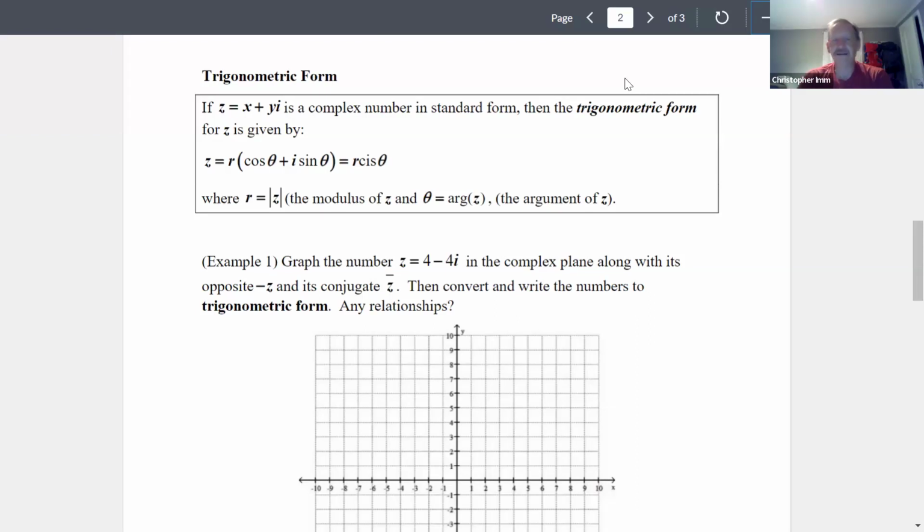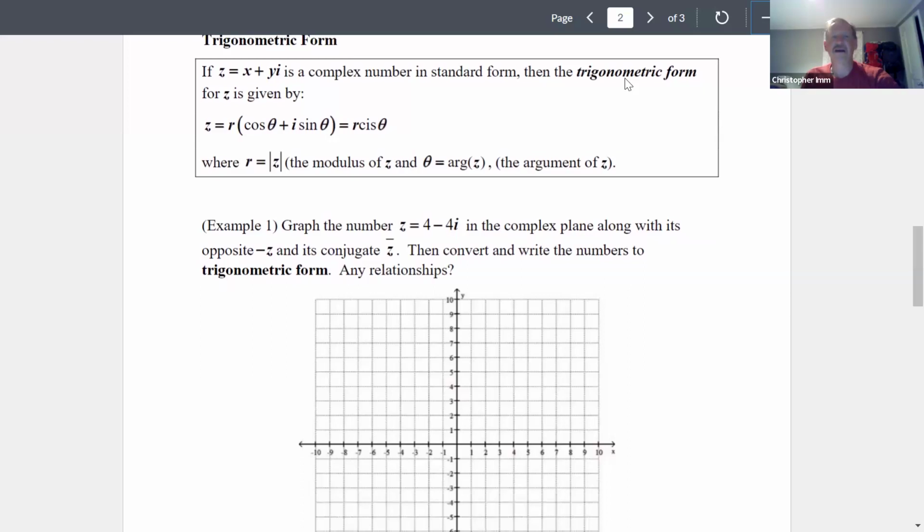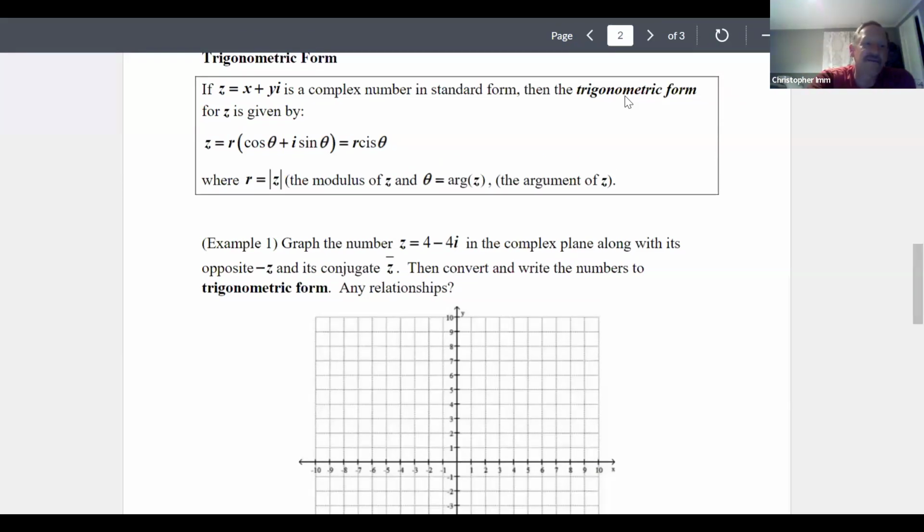Let's look at an example here as to how we would do this. It says, graph the number 4 minus 4i in the complex plane along with its opposite and conjugate, then convert and write the numbers in trig form. Any relationships? Let's check it out. So if I was going to write this first number in trig form, first I would plot it though. Always want to plot these first.